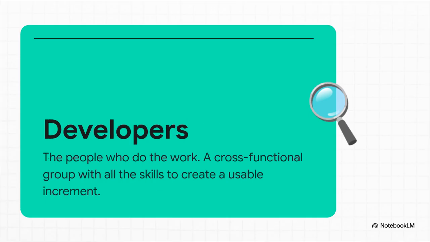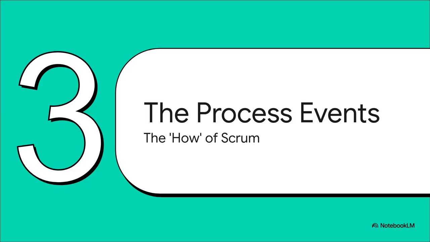And finally, we have the people who actually build the thing, the developers. And developers here is a broad term. It includes programmers, testers, designers, data scientists, anyone needed to turn an idea into a finished piece of product. They're a cross-functional squad. The product owner tells them what to build, but this team, together, figures out how to build it.